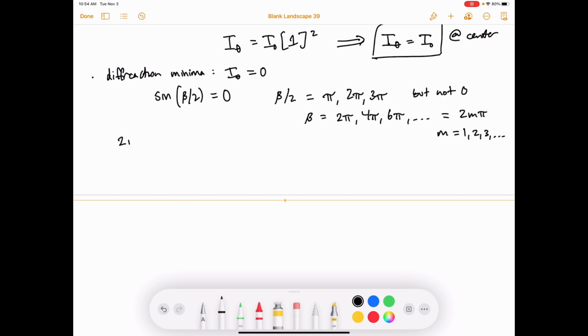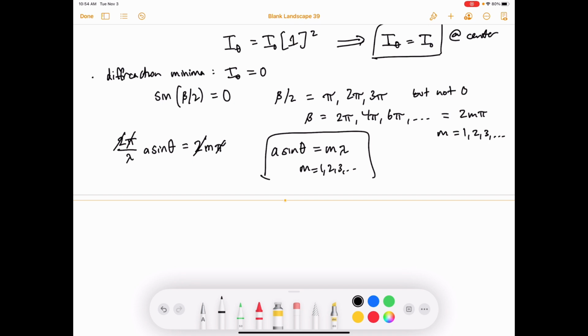But remember, beta is equal to 2 pi divided by lambda times a sine theta. And if we set that equal to 2m times pi, we can cancel out 2, we can cancel out pi, and we get a sine theta is equal to m times lambda for m equals 1, 2, 3, and so on. So these are the locations of the diffraction minima. Okay, so that's where that formula we saw in the previous video actually comes from.